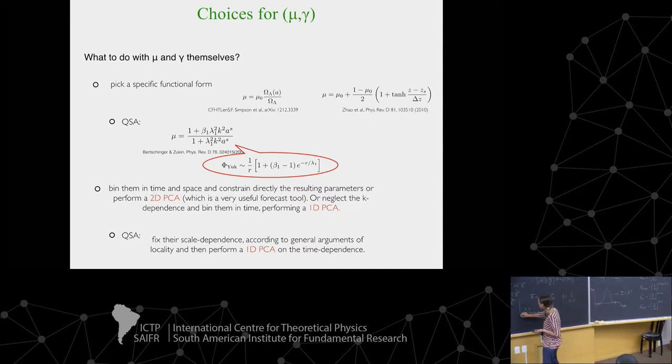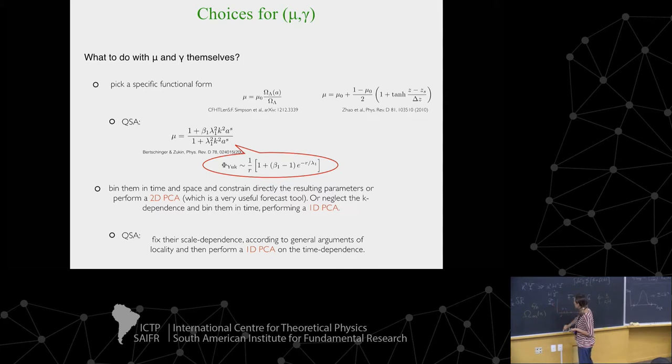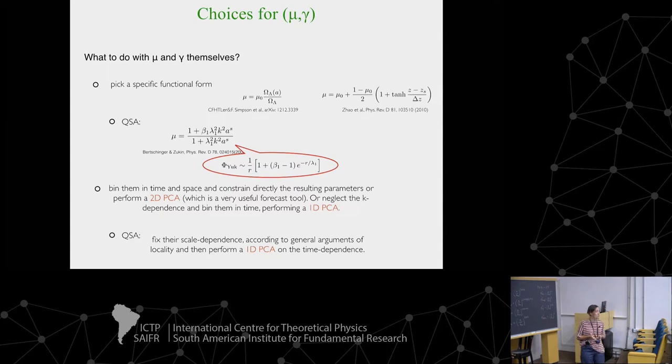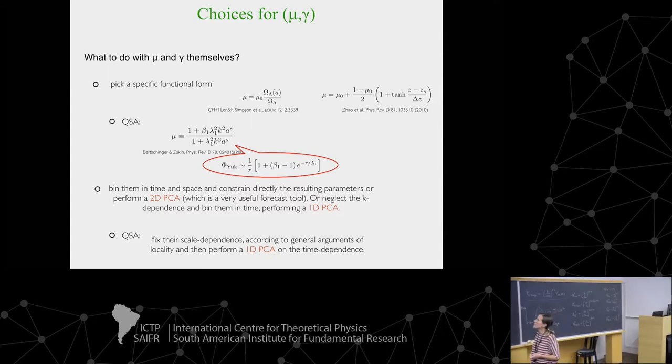I can do it in two dimensions. I add k. I have a given range of scales relevant for my survey. And then I create pixels. And inside each of these pixels, I give a value to the function. And then I fit all these new parameters to the data. It's a very difficult exercise.